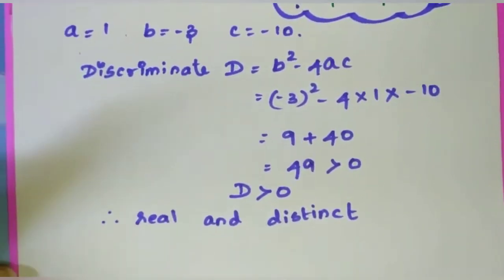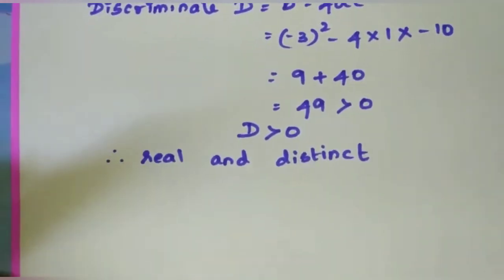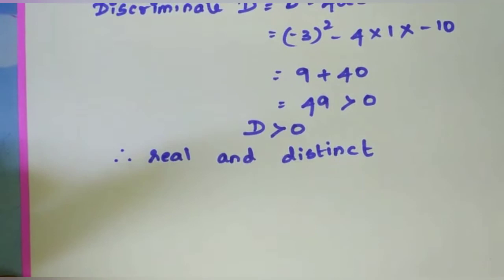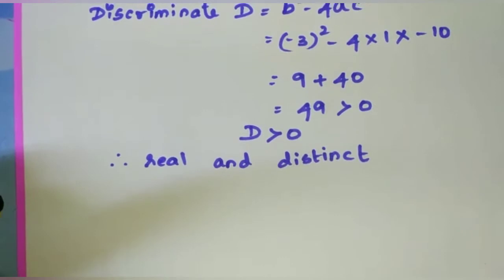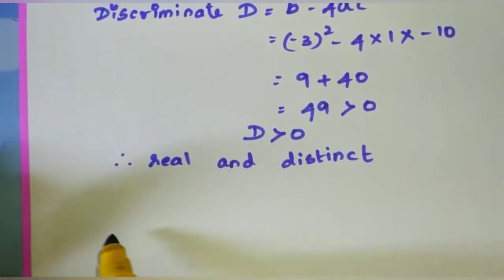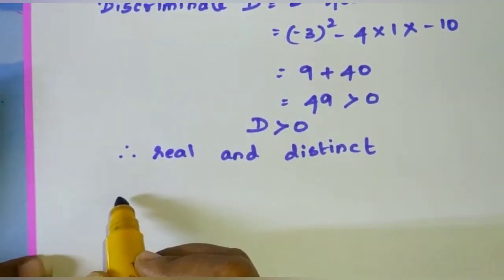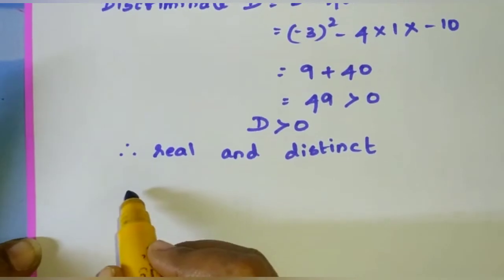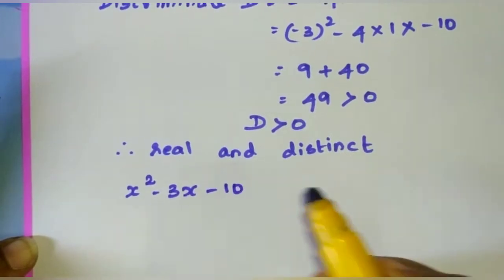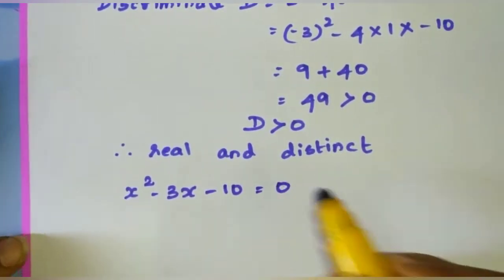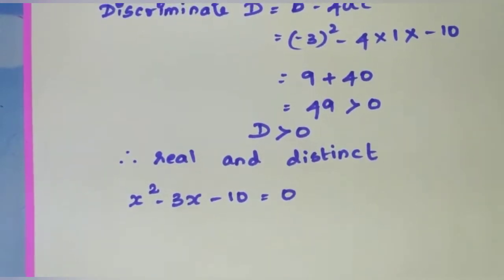Now we have to find the value of x. So we found that the roots will be real and distinct. Real and distinct means we will get two different real values. Shall we check whether we are getting the two real and distinct values? Yes. x square minus 3x minus 10 is equal to 0. We have to factorize this one. How do we have to factorize this one?